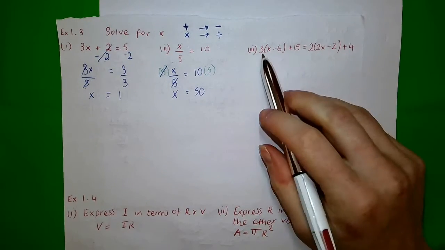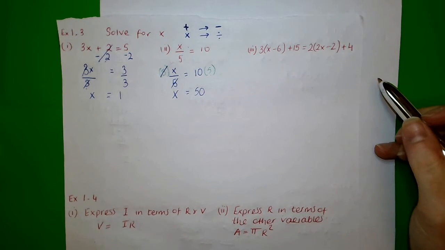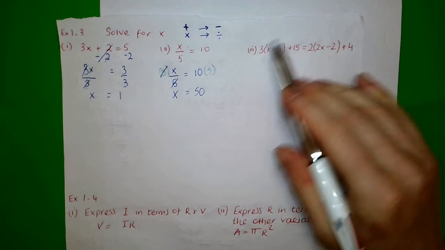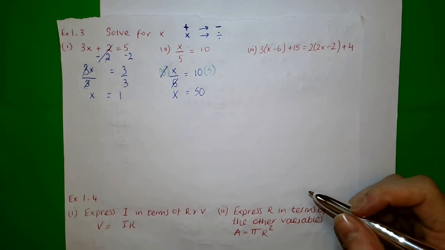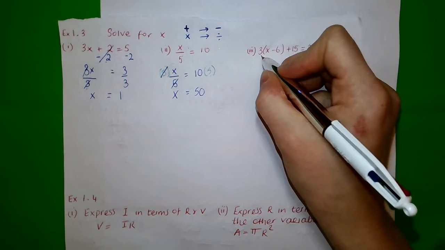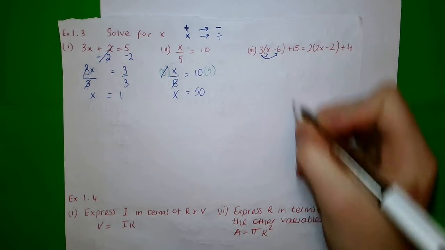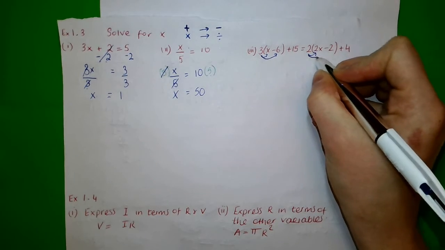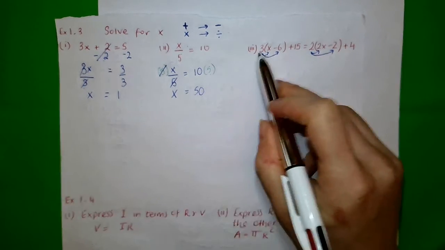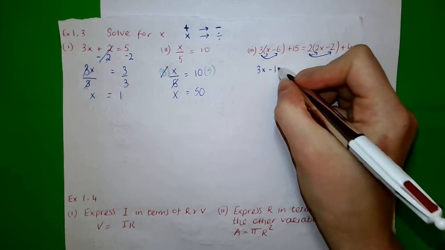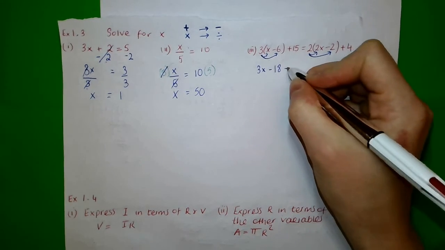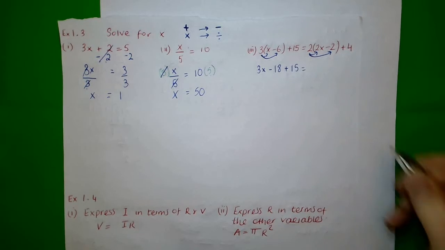This last question is typically what we would get in an exam. Okay, so it's quite a long question. It involves brackets, so the first thing we need to do is get rid of those brackets. Okay, reminding ourselves that to get rid of a bracket, the term outside is multiplied by the terms inside. Okay, so 3 times x is 3x, 3 times minus 6 is minus 18. This plus 15 is just on its own, so we'll rewrite that down.